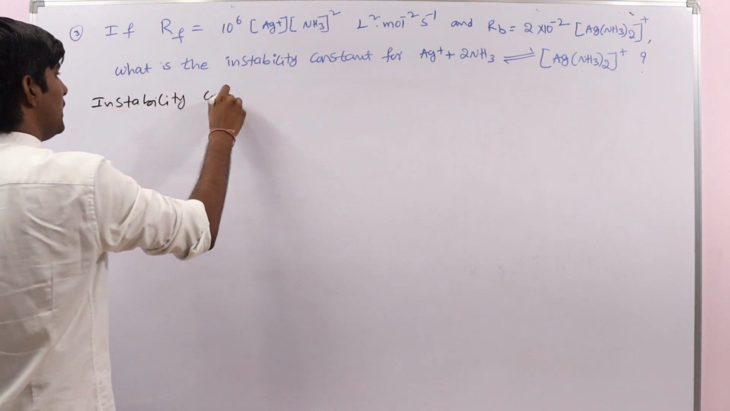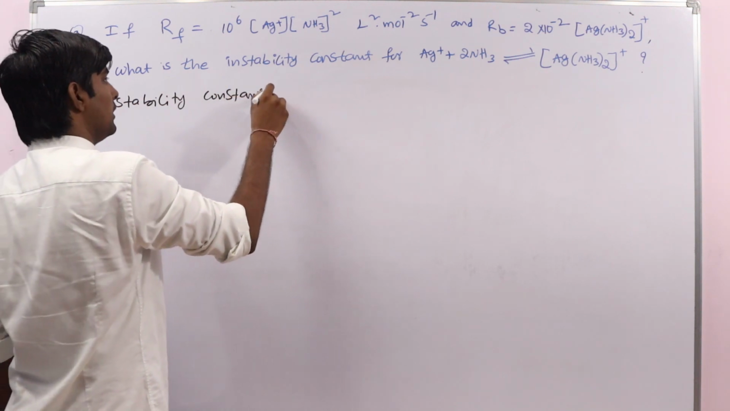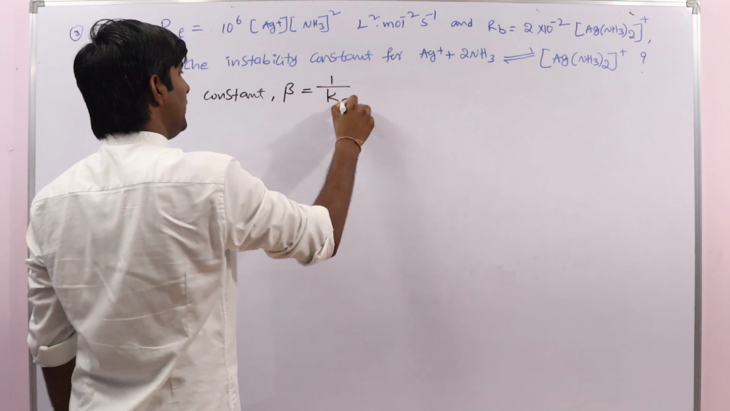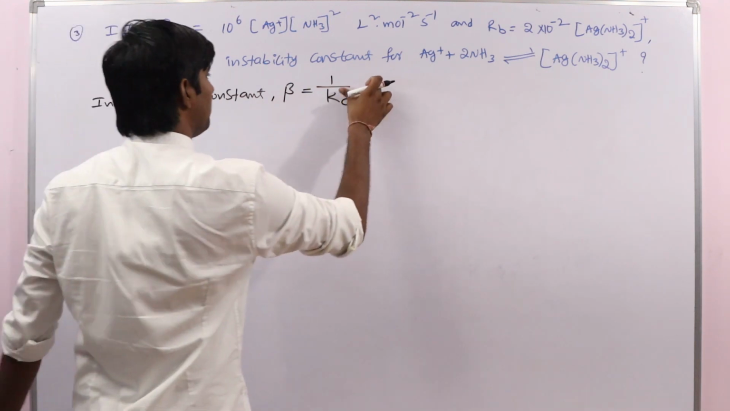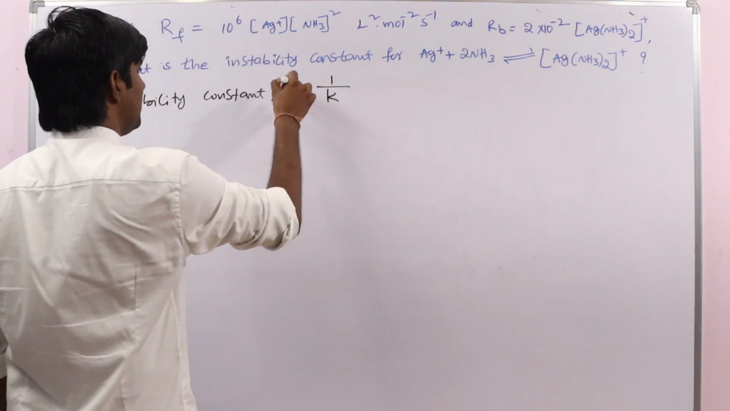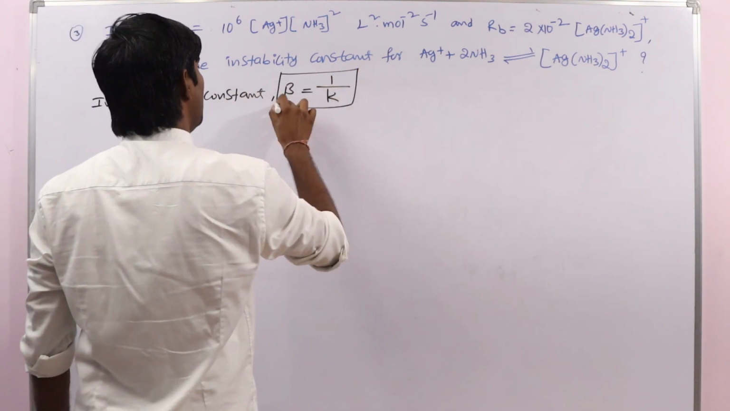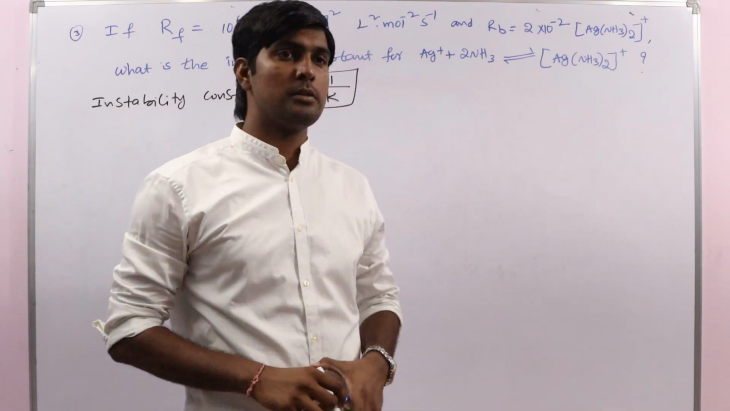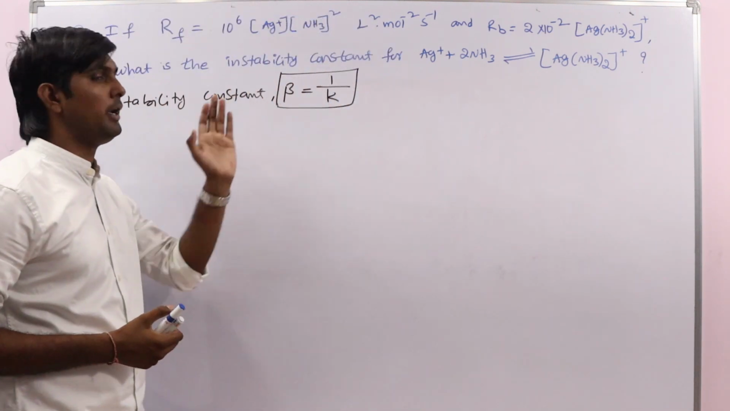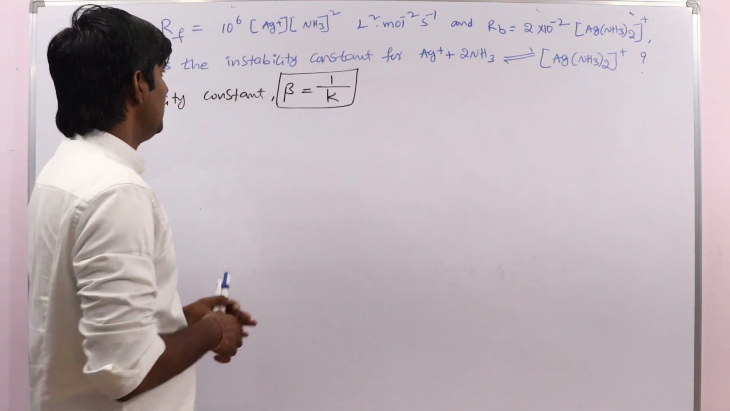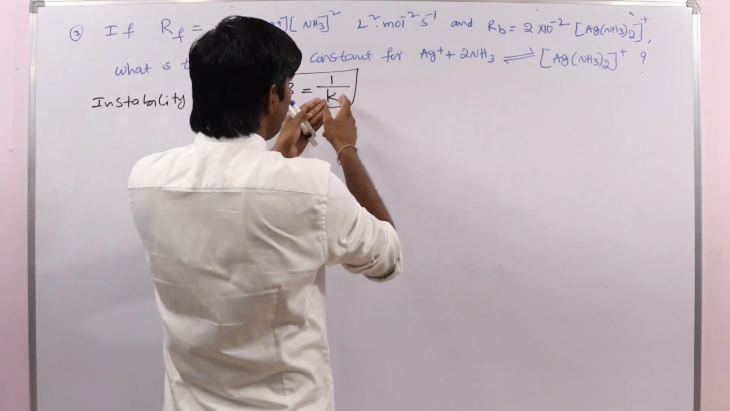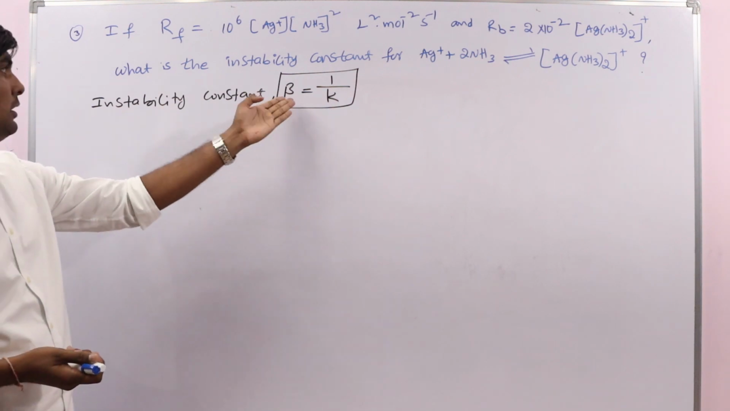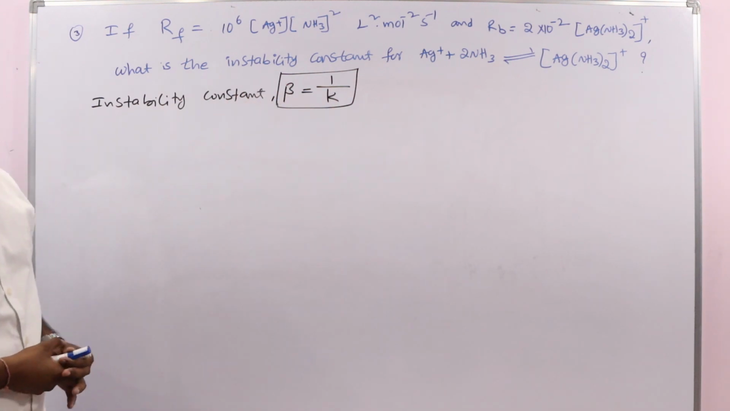Okay, the instability constant is denoted by beta, that is equal to 1 by Kc, or simply 1 by K. The reciprocal of the equilibrium constant is also considered as the instability constant. So if you calculate the equilibrium constant for this reaction, then easily we can calculate the instability constant, right?